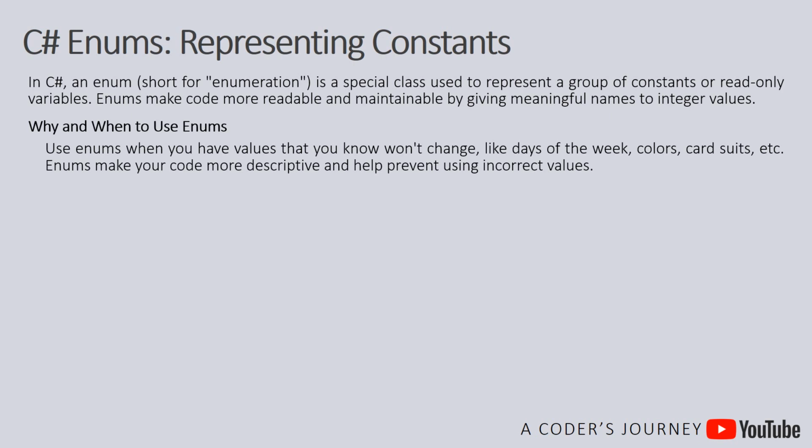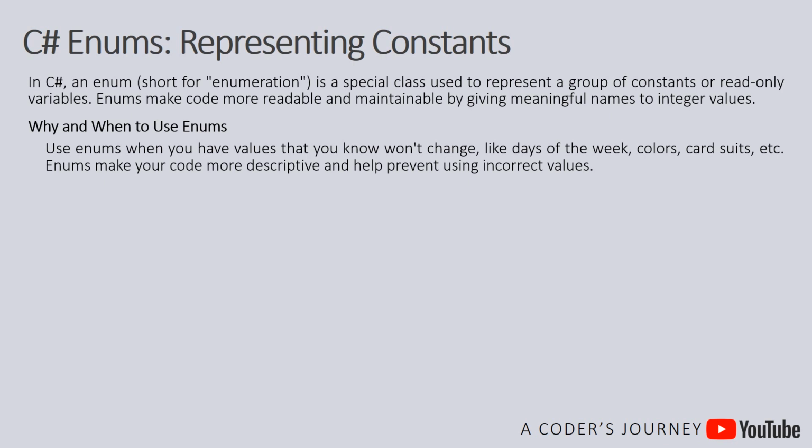Why and when to use enums? First, use enums when you have values that won't change, like days of the week, colors, card suits, and so on. Enums make your code more descriptive and help prevent using incorrect values. There is a concept in clean code called magic numbers, and I have talked about magic numbers and also magic strings in the playlist about clean code here at my YouTube channel. I suggest that you watch those videos as well. And by enums, you can get rid of magic numbers and magic strings, and you can make your code more readable, more descriptive, and of course cleaner.